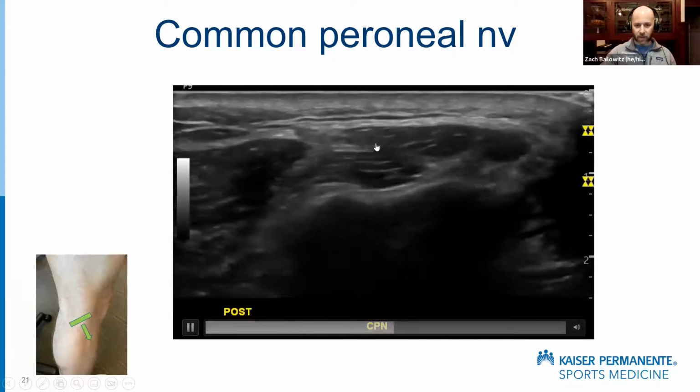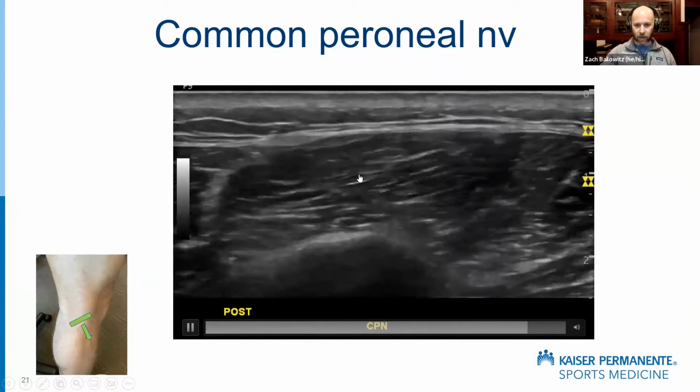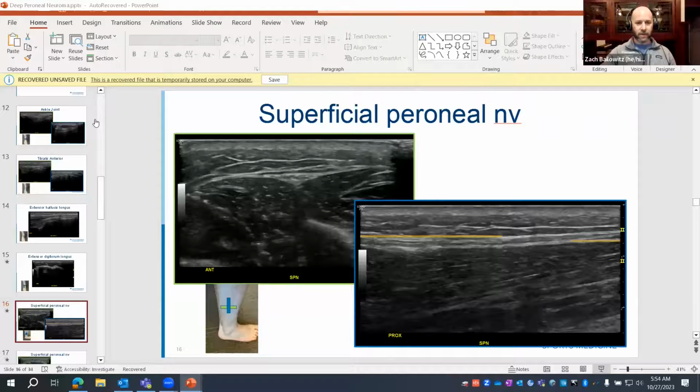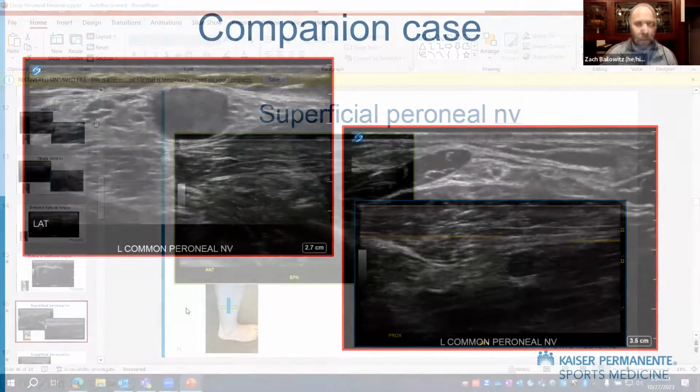We see some fascicles there, and then it's diving in underneath the peroneus longus muscle. In this particular case, the patient did not have any abnormalities there. And you can also press with your transducer to see if there's any sonopalpation.